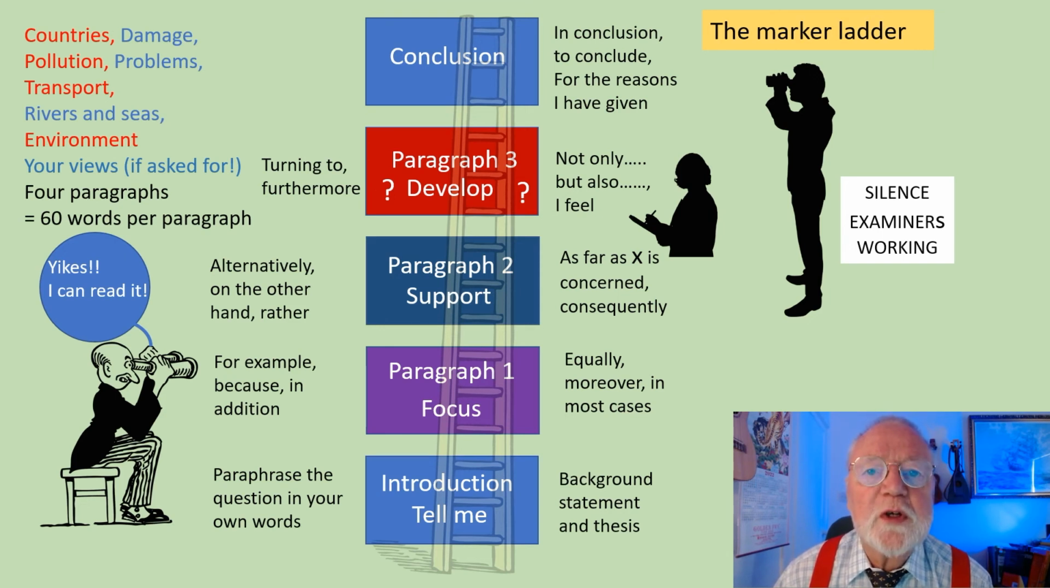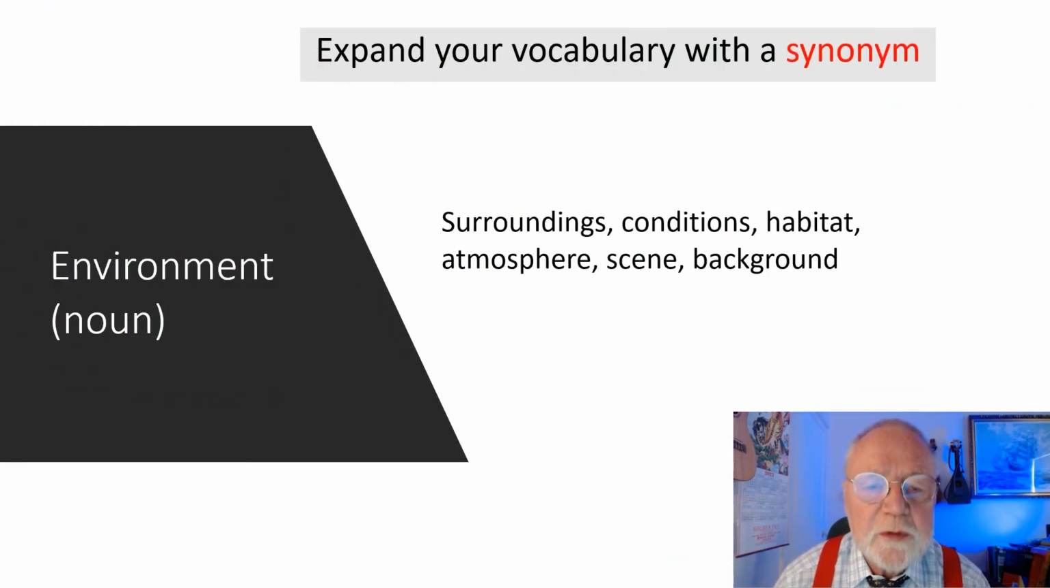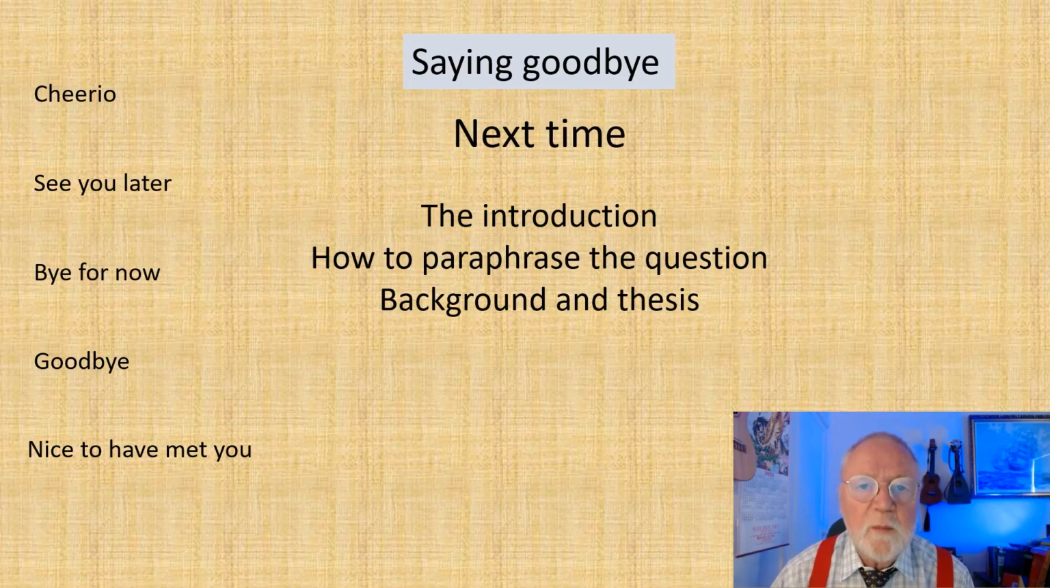So now let's move on to the synonyms. I have chosen the word environment, which is a noun, and we can substitute it with surroundings, conditions, habitat, atmosphere, scene and background. It's always a good idea to use these different words if you can, rather than repeating the same word. Next time we shall look closely at the introduction, how to paraphrase the question, the background and thesis.